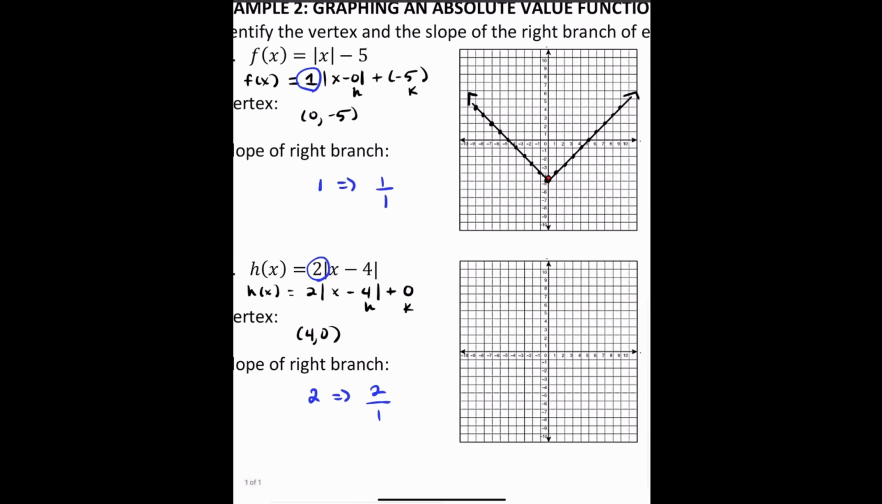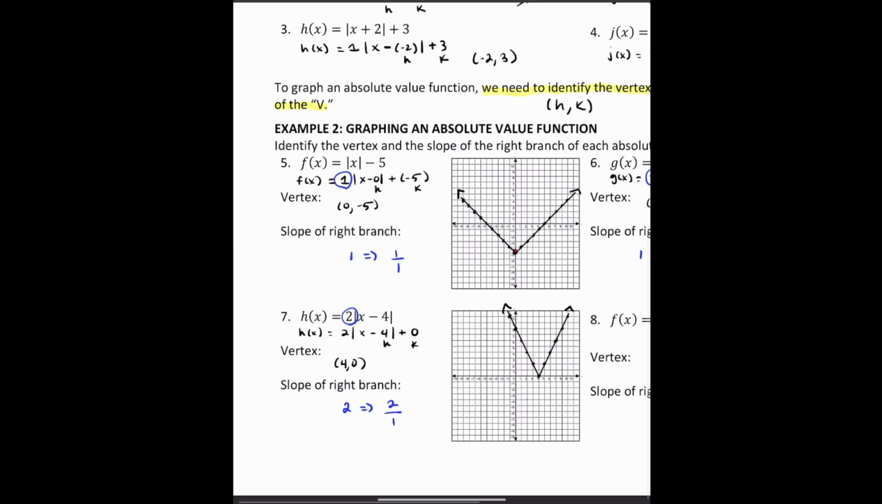So starting at the vertex, it's 4 comma 0. And we go up 2, right 1, up 2, right 1. And there you go. That's the right side of the V. Now going back to the vertex, we need to do the left side. So it's essentially up 2, left 1. Up 2, left 1, up 2, left 1. And that is our V-shaped graph. All right, so that's number 7.